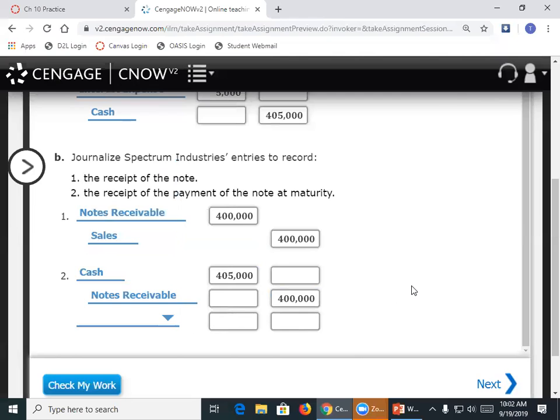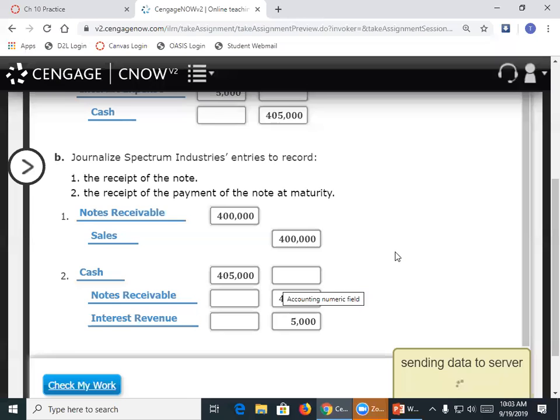Interest revenue gets credited the $5,000 of interest. Okay. So interest revenue gets credited $5,000 because we paid them $5,000 in interest. So that's revenue for them. So that's just looking at both sides of it, the issuer and the one that's receiving the payer. Any questions on that one?